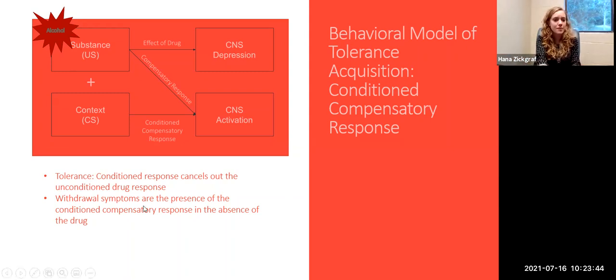So tolerance happens because over time, the body's conditioned response gets stronger and it starts to happen sooner in response to context cues. And as that response gets stronger, it starts to cancel out the physiological unconditioned effect of the drug. Withdrawal symptoms happen when the body goes into a conditioned compensatory response in the context of conditioned stimuli in the environment, but then you don't take the drug.